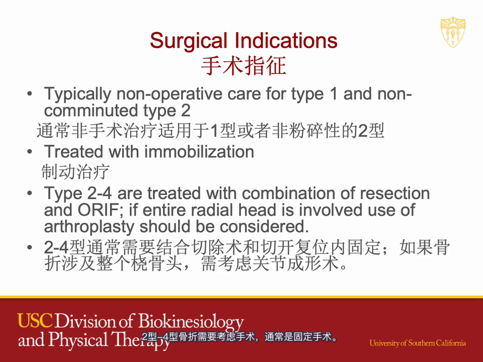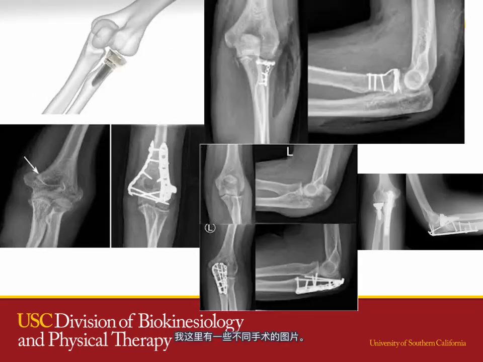Type 2 to type 4 fractures are the ones that are more likely to have some sort of surgery, usually fixation surgery. However, if the fracture is bad enough, and especially if the radial head is completely shattered, which can certainly happen with traumatic injury, then they may have to use an arthroplasty. So they may actually have to replace the radial head. I've got some pictures here of those different surgeries.